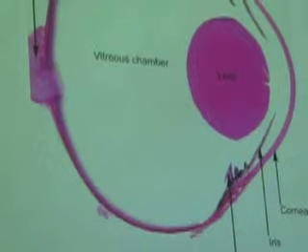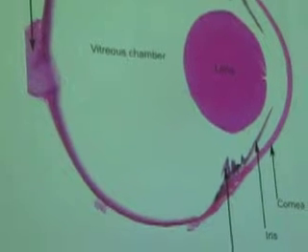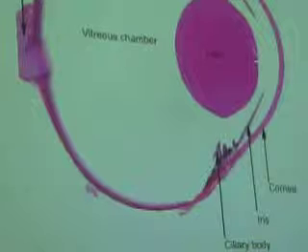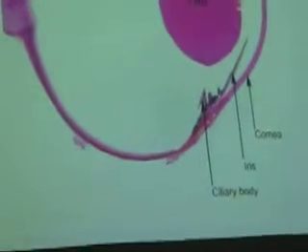Elsa? Is the ciliary body the same as the ciliary muscle? No, the body is made up of ciliary muscles. Okay, so like your body's made up of muscles, the ciliary body is made up of a bunch of ciliary muscles. Okay.